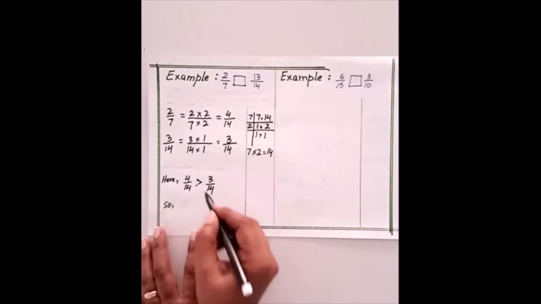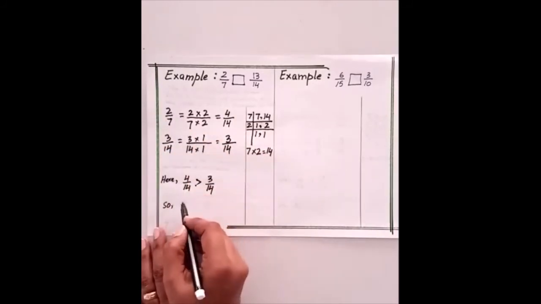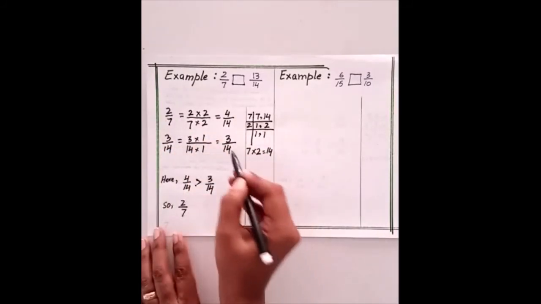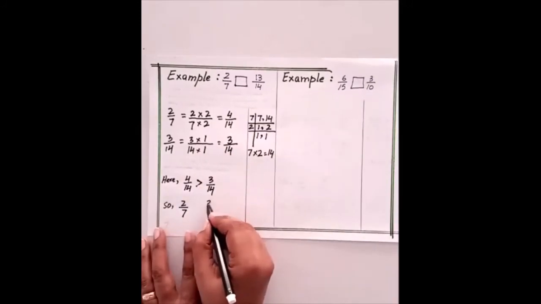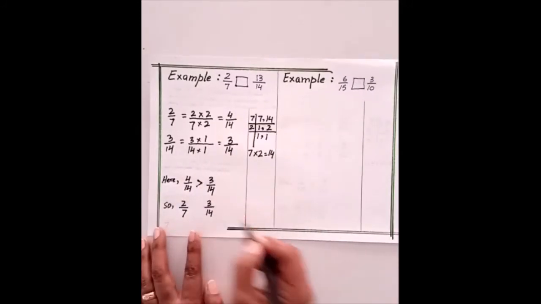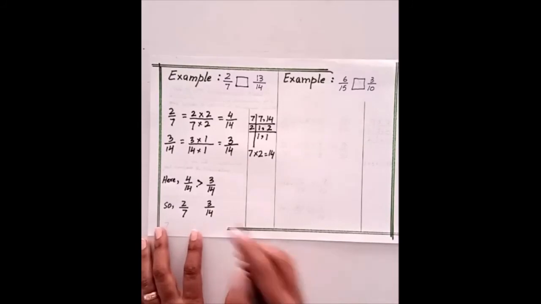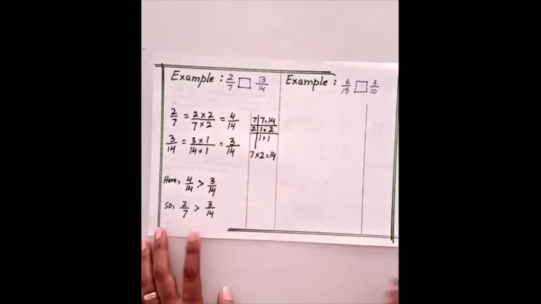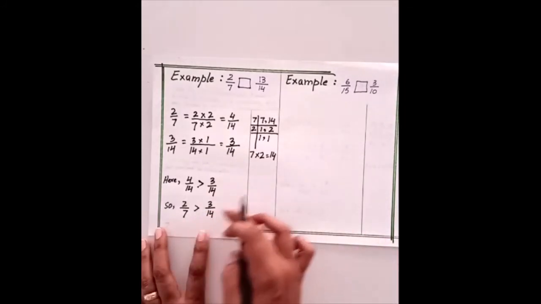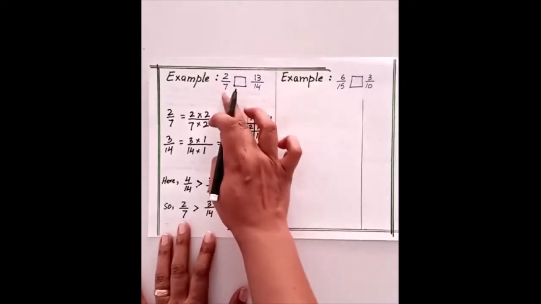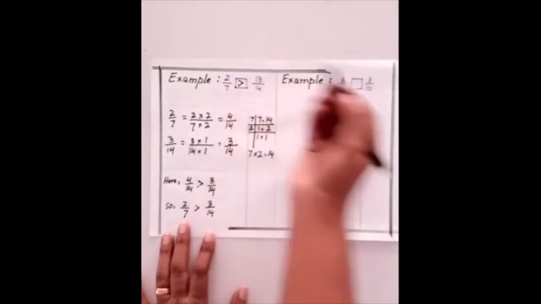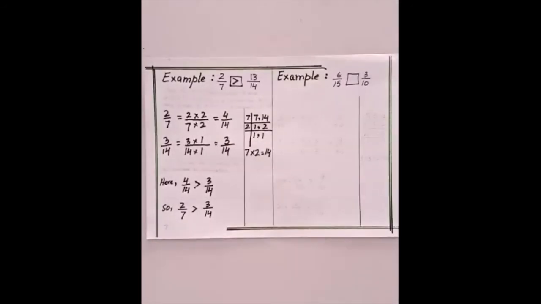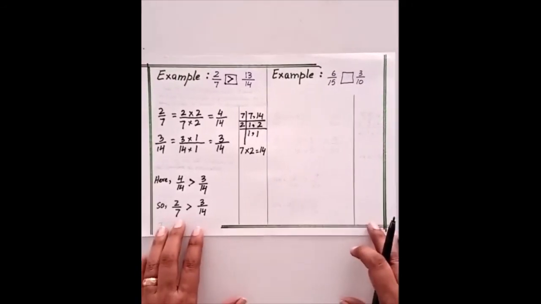That means 4 upon 14, 2 upon 7, 3 upon 14. The sign is greater than, so we will copy the same sign over here. That means 2 upon 7 is greater than 3 upon 14. Till here you understand? With the next example, you understand this concept more clearly, students.